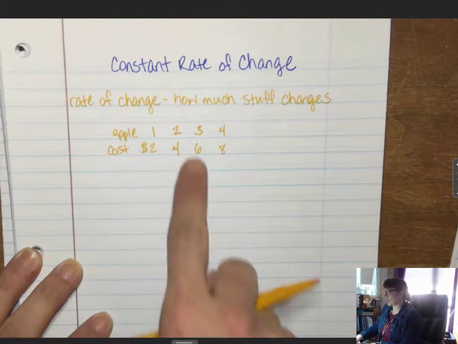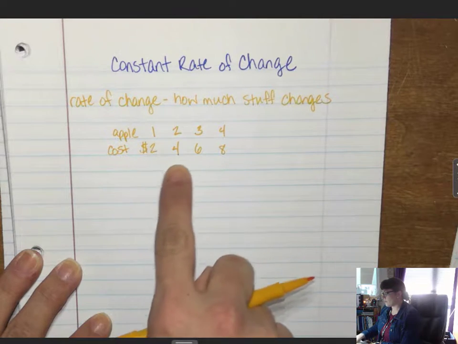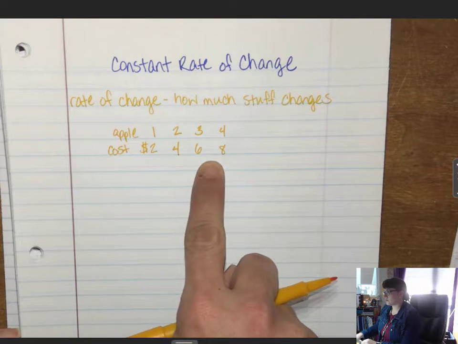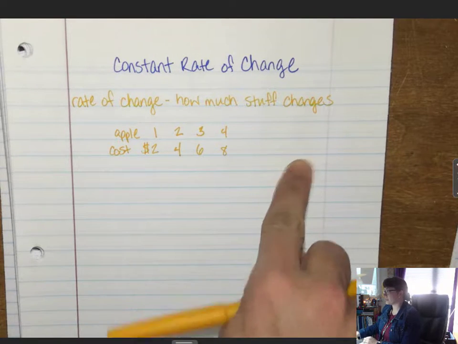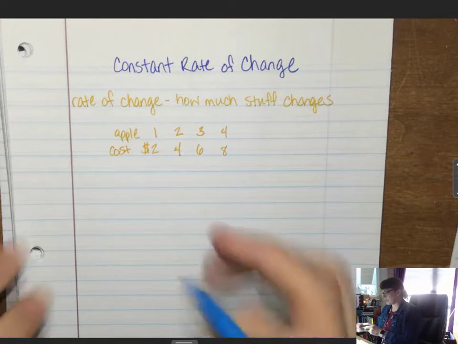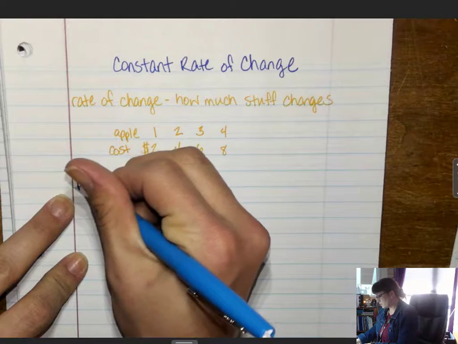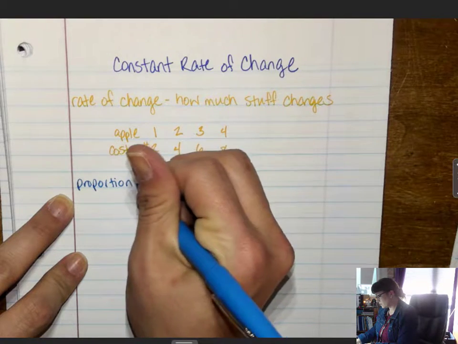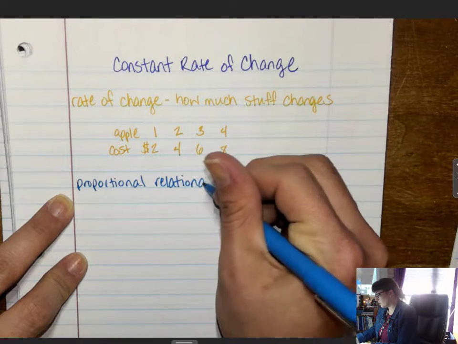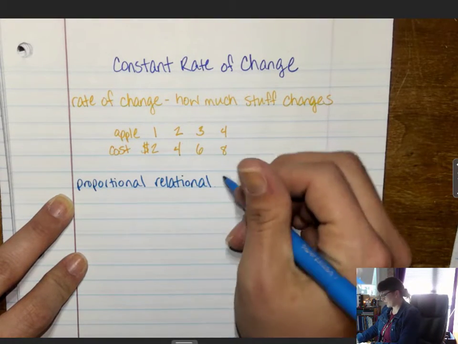There's a rate of change. The apples go up 1, so the money goes up 2. Apples go up 1, money's going to go up 2. And we could keep going because it's predictable. There's a pattern. Right. Exactly. That means being able to do what he just did, that means that it is a proportional relationship. What he just said, which was that it's times 2, means that it's a proportional relationship.